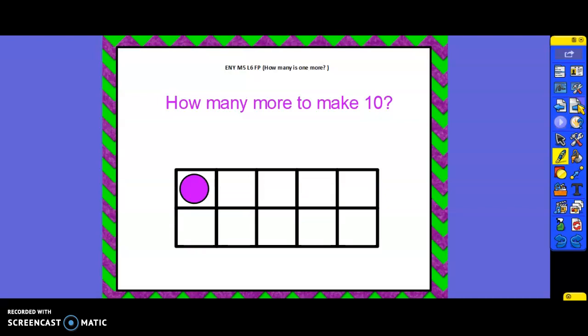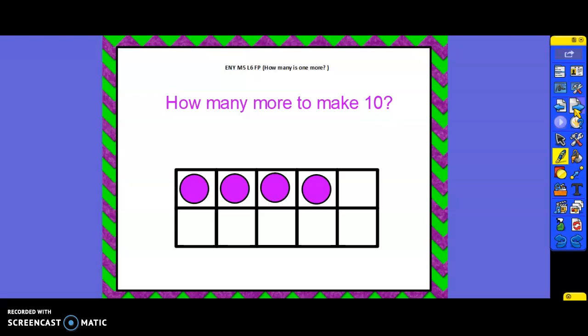Oh, good job. Ready? Pop. Yes, we only have 1, so we would need 9 more in our 10 frame. 2, 3, 4, 5, 6, 7, 8, 9, and 10. 1 and 9 made 10 that time.